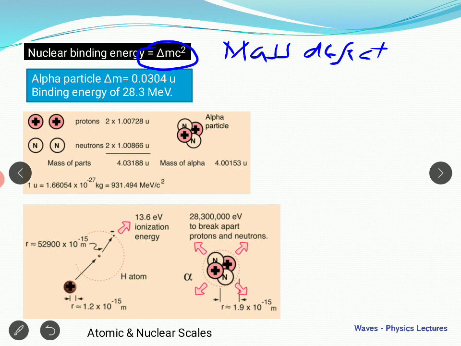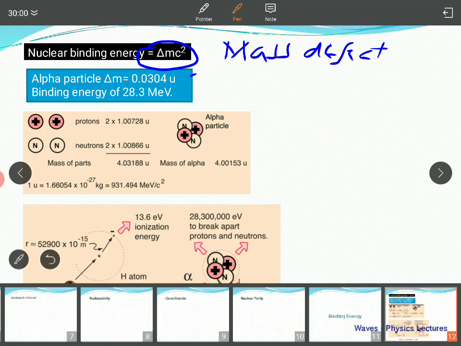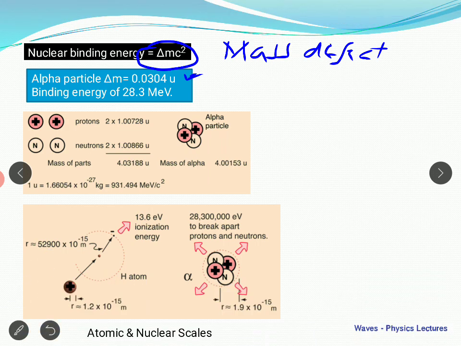If we consider the mass of the nucleus and the individual masses of the constituents and compare them, we find a difference, which is the mass defect. For an alpha particle, the mass defect is found to be 0.0304 u, where u is the atomic mass unit. If we add up the individual masses of protons and neutrons, we get this value, but if you use a mass spectrometer to find the mass of the entire alpha nucleus, you get a different mass. This difference is the mass defect.